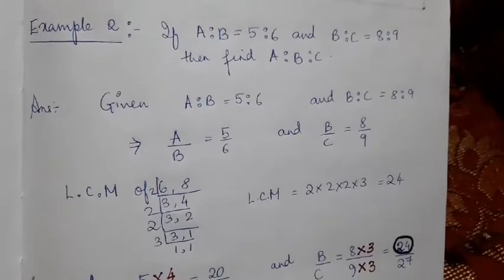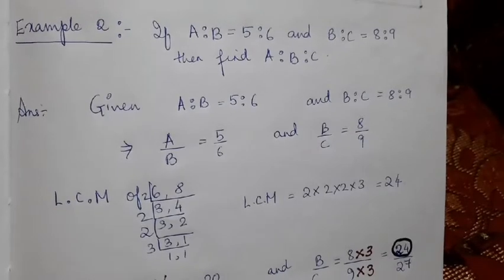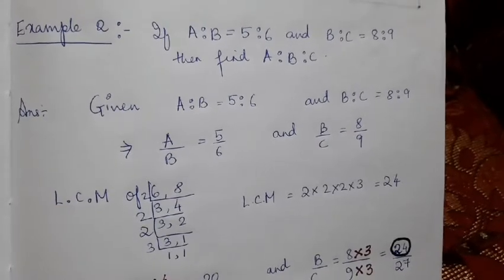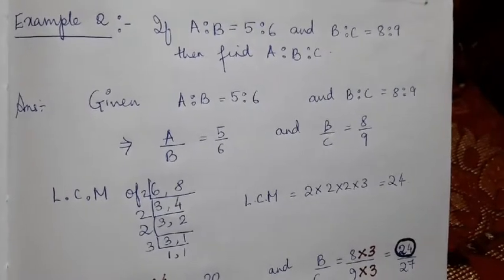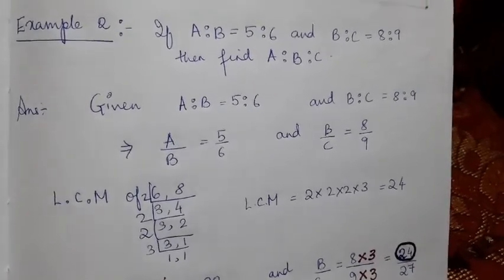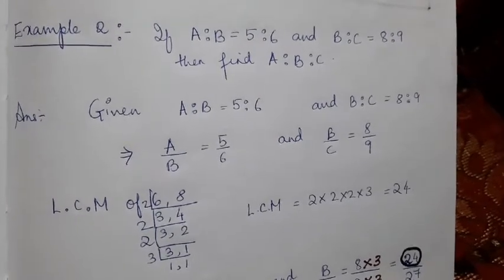Moving on to the next example, example number 2. If A is to B is 5 is to 6 and B is to C is equal to 8 is to 9, then find A is to B is to C. This is a very common question, and you can expect one question in your examination, a sum like this.